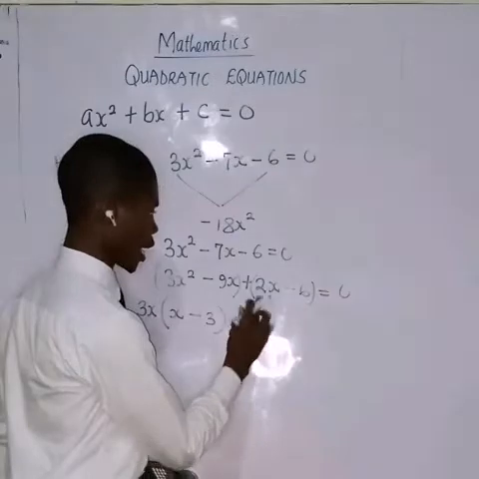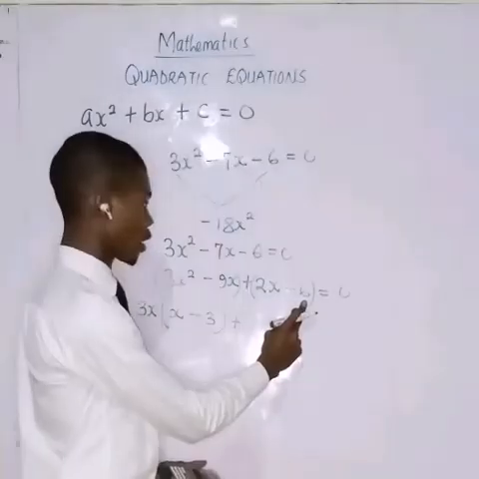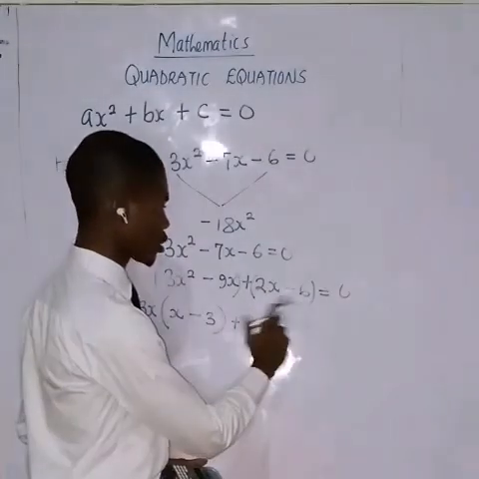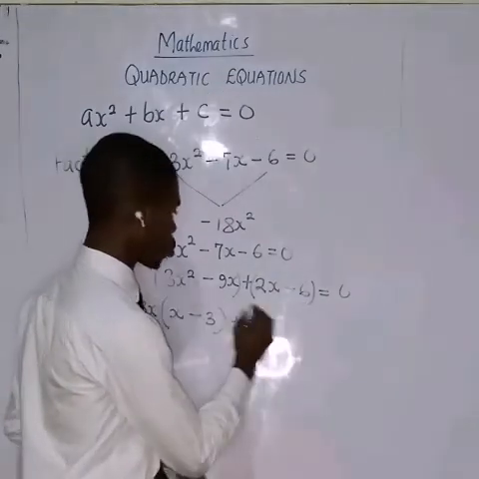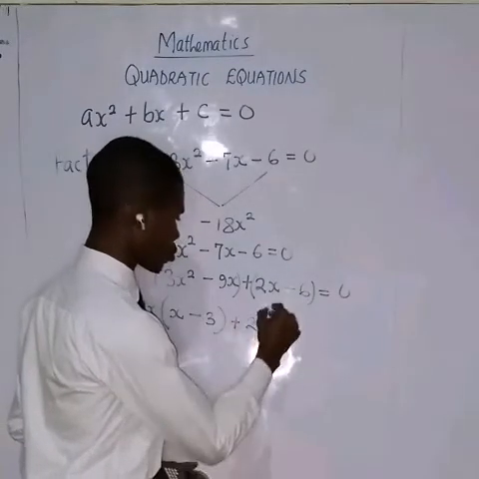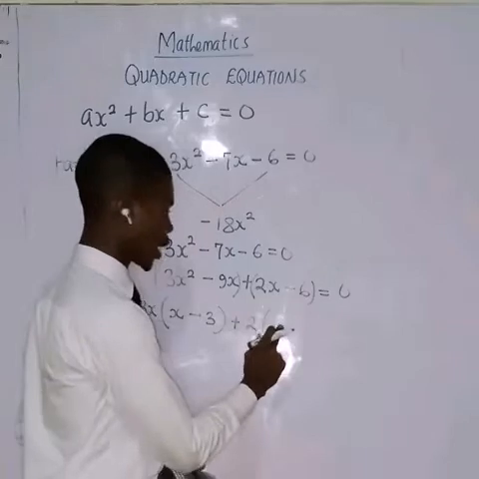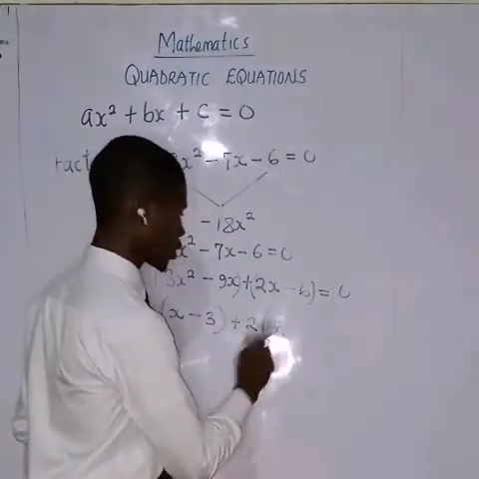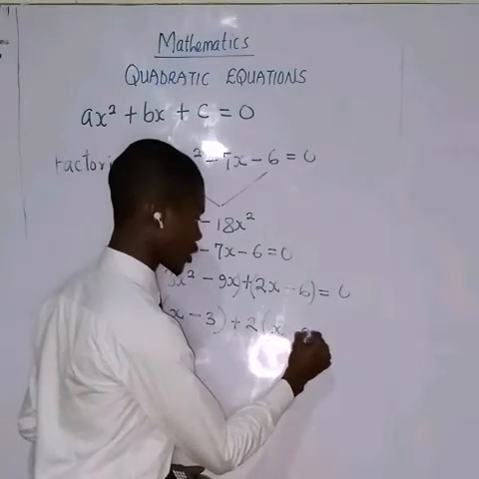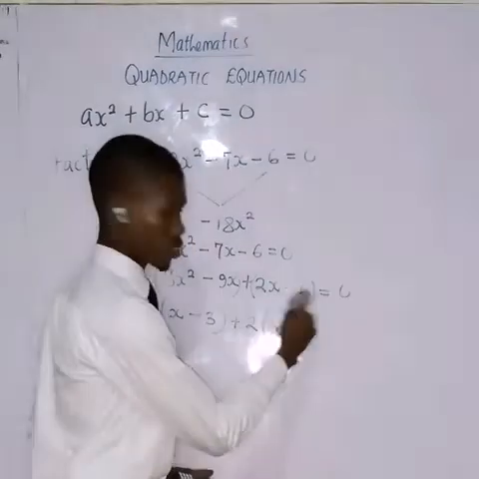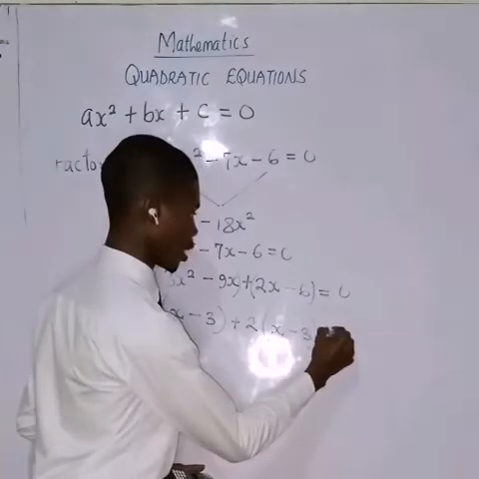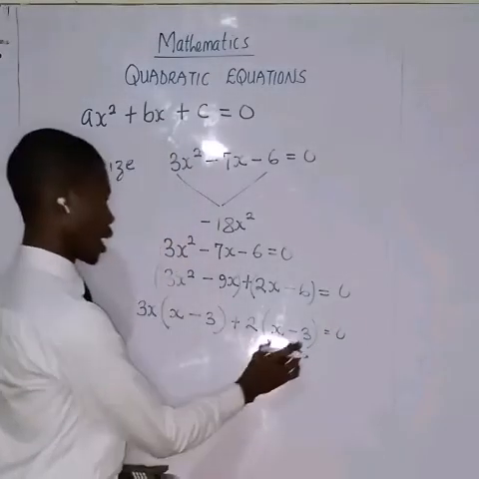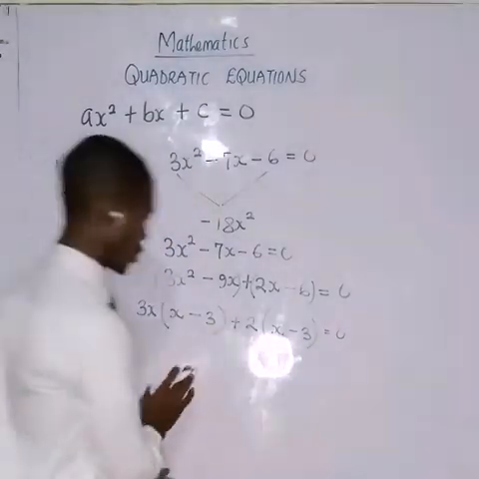We have a plus. I do the same thing here. I bring out the common factor. And the common factor between these two terms here is 2. So I'm going to bring out the 2, open a bracket. 2 times x, of course, gives me 2x. And plus 2 times minus 3 should give me minus 6. So this is okay, and I equate it to 0. Of course, what I have here is similar to this, so we are on the right path.